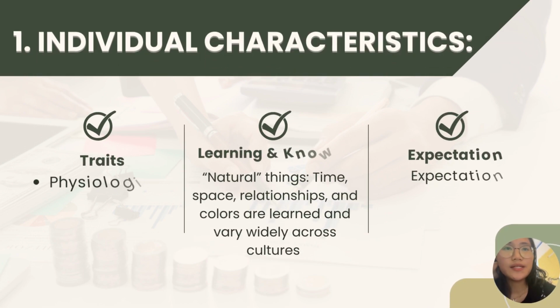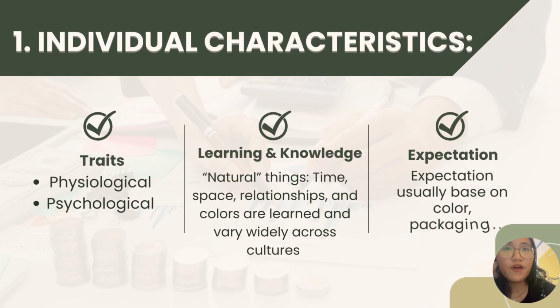The interpretation is determined by three characteristics. First is the individual's characteristic, which is traits. There are two types of traits, physiological and psychological. Physiological is that some people are more sensitive to some kinds of flavors than others. For example, you are more sensitive to spicy food than other people. And psychological, as just one example, some people experience emotions more strongly than others and have a stronger emotional reaction to advertisements.